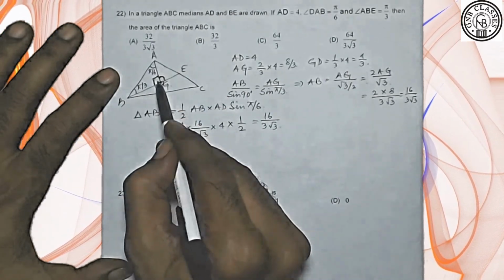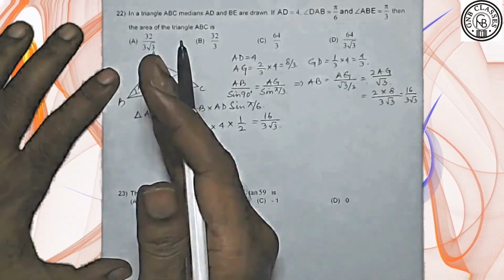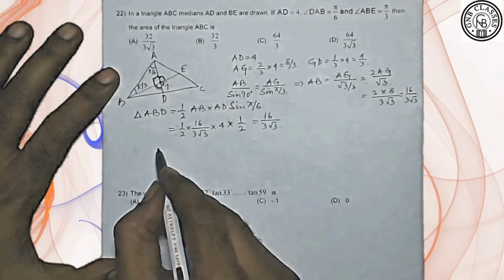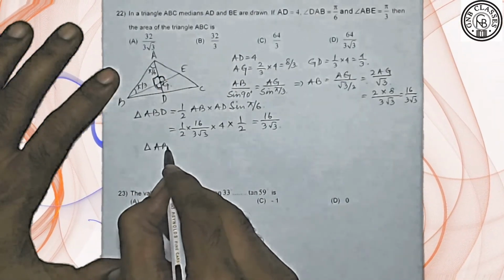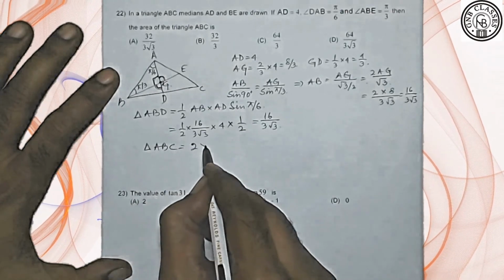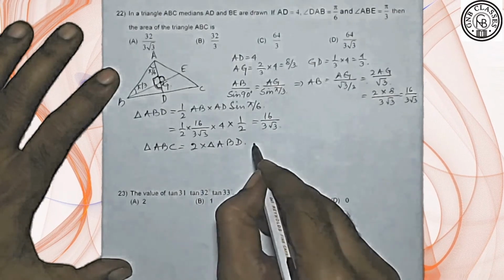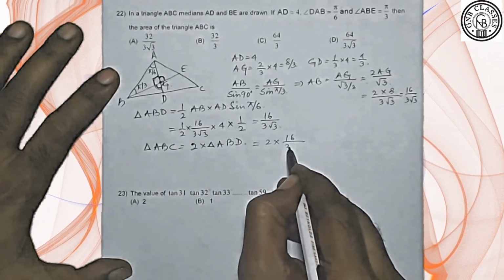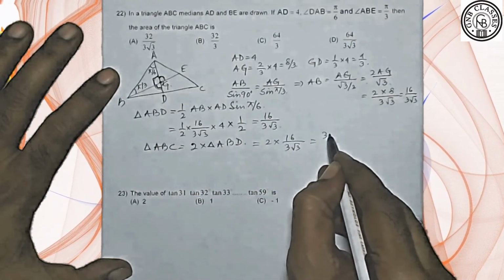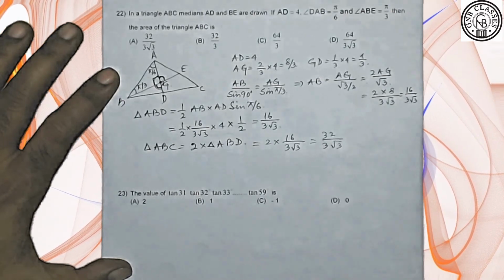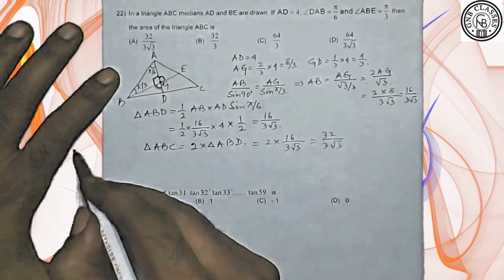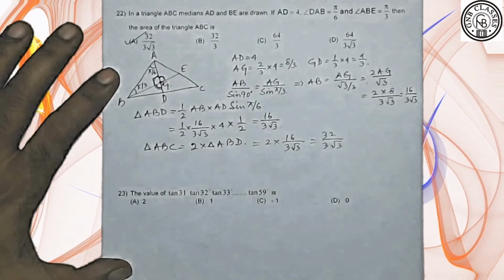And as AD is the median, we know that median always divides a triangle into two equal areas. Therefore, the area of the triangle ABC is nothing but twice the area of ABD. So it's 2 into 16 by 3 root 3, which gives you 32 by 3 root 3. Hence, option A is correct. Is it clear?